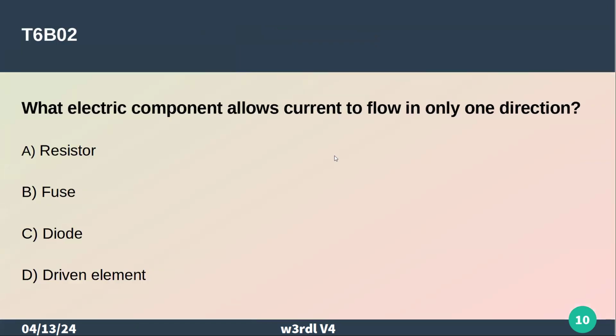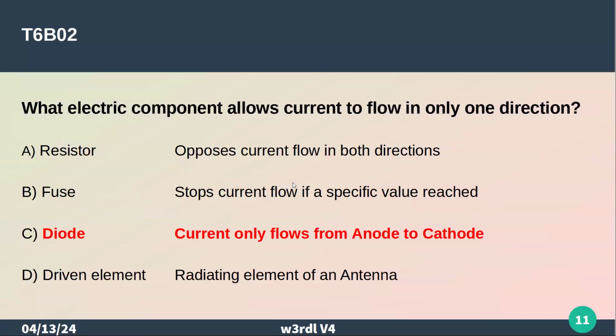So what electric component allows current to flow in only one direction? Charlie. In the water analogy, it's kind of like a flapper valve, where when water is coming through in one direction, the valve opens. When you go in the opposite direction, it forces it to close itself.